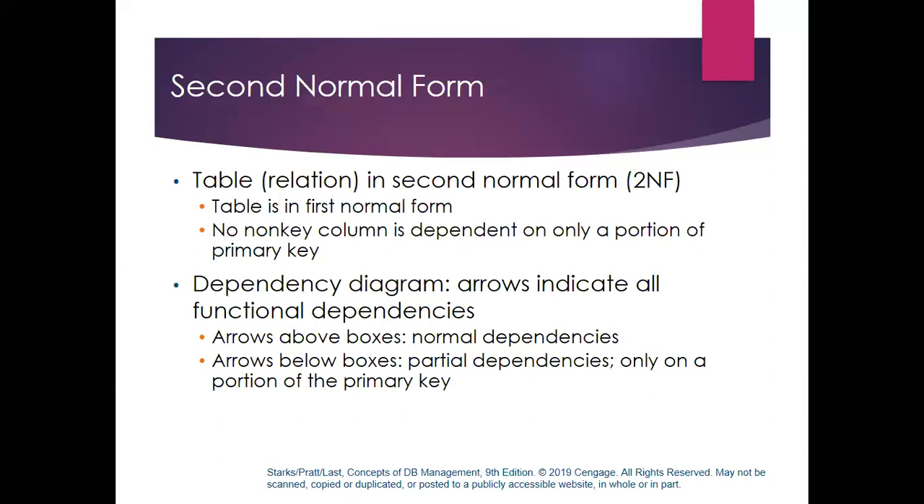A dependency diagram uses arrows to indicate all functional dependencies present in a table in first normal form. The arrows above the boxes represent the normal dependencies that should be present, while arrows below the boxes represent partial dependencies on only a portion of the primary key.